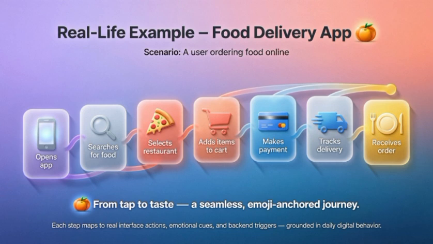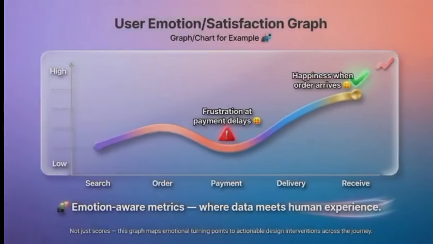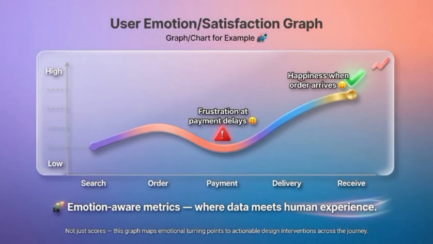Now, let's understand what the user feels during this process. At different stages of the journey, the user experiences a range of emotions that directly impact their overall experience. For example, they may feel excited while exploring various food options, but at the same time, they can become confused if there are too many choices available without proper filters.